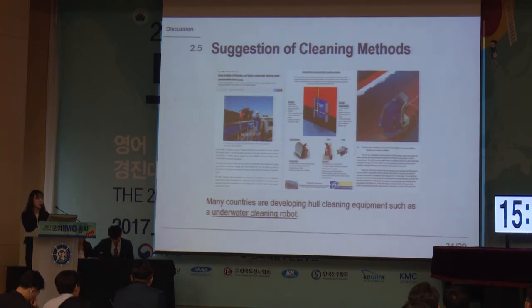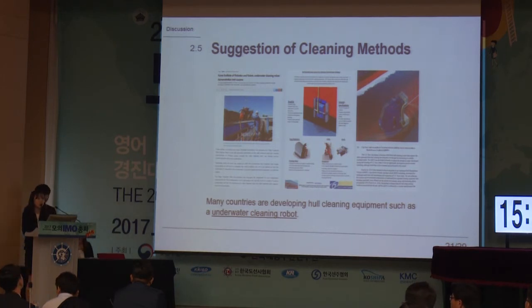An example of an improved method is an underwater cleaning robot, which is currently under development or in use in many countries. This will be one of the best cleaning equipment if it meets the conditions we mentioned above.